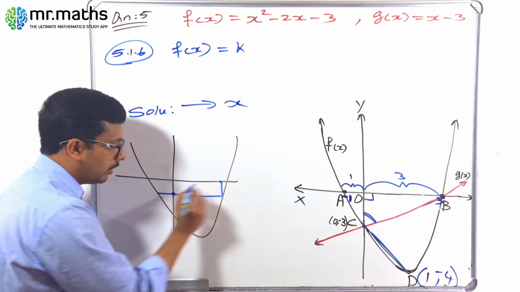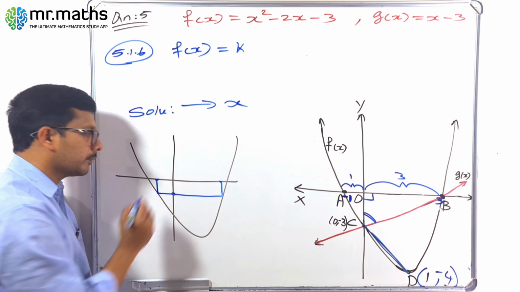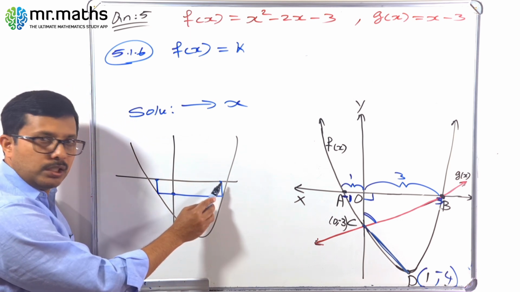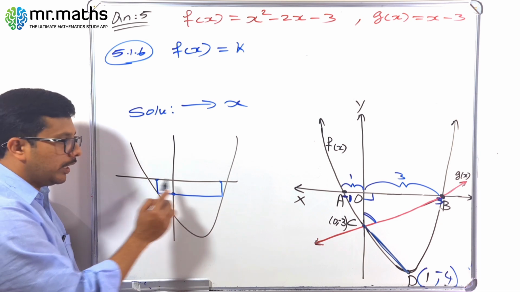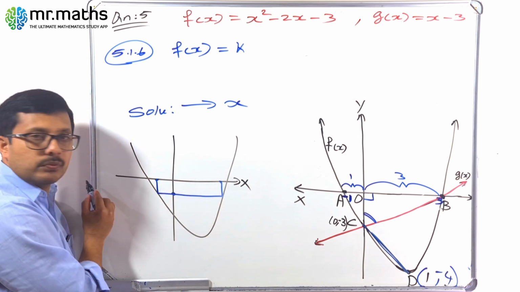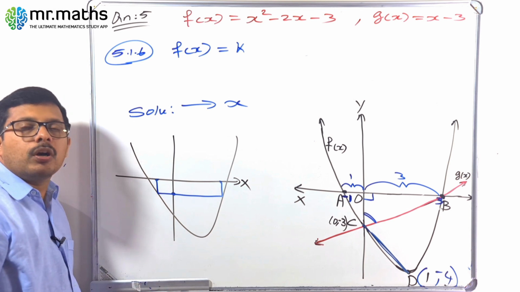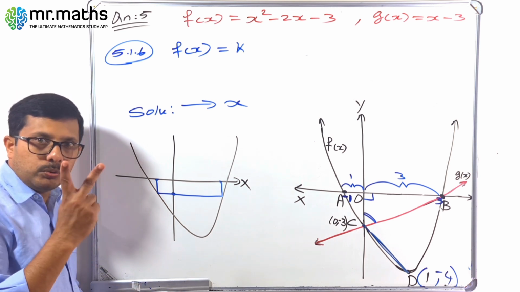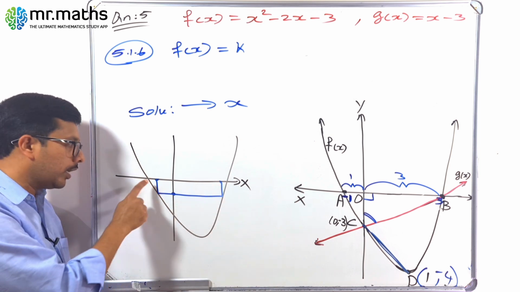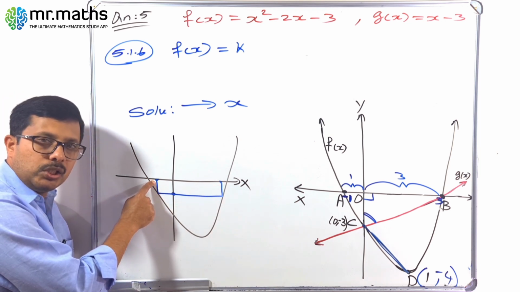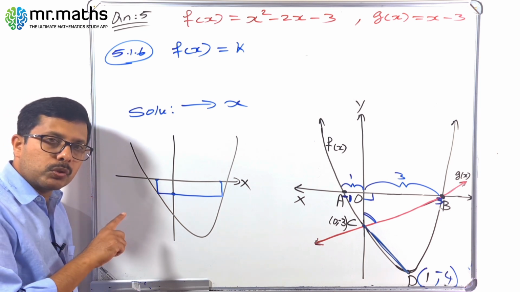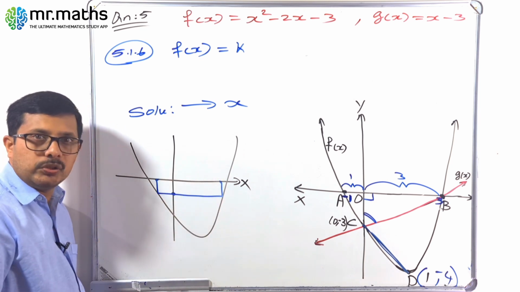One here and the other one is here. Am I right? Here the x value is positive, here the x value is negative. This is the x-axis. You know that here the x value is positive, here the x value is negative. So how many x values did I get? Two x values, both different, unequal, but one x value is negative and the other x value is positive. So one positive and one negative x value I got.